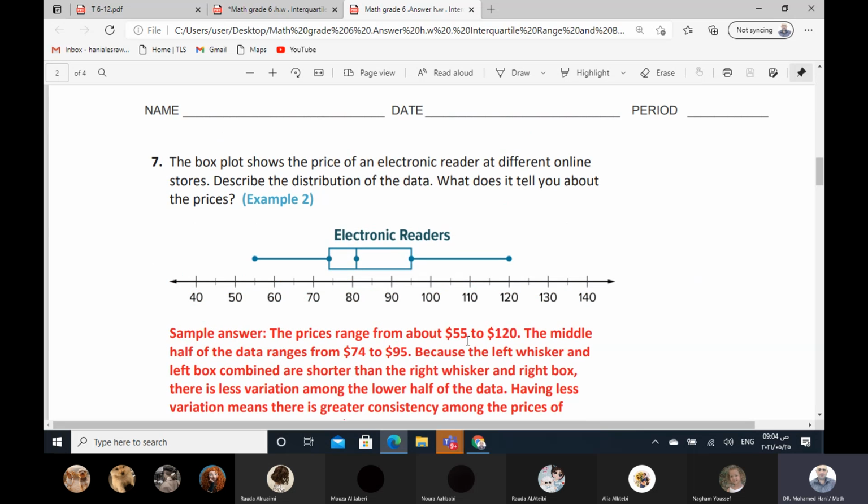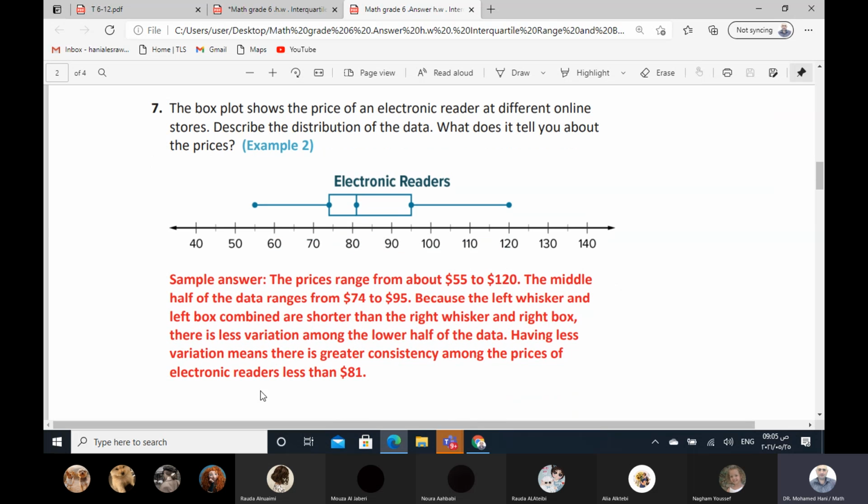The price range from about 55 to 120, and the middle half of the data ranges from 75 to 95. Because the left whisker and the left box combined are shorter than the right whisker. As you see, the left shorter than the right. And right box, there is less variation among the lower half of the data. Having less variation means there is greater consistency among the price of the electronic readers less than 81. So this is the description.